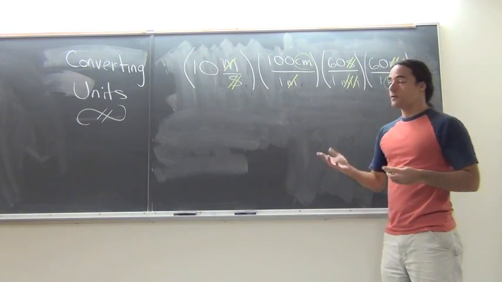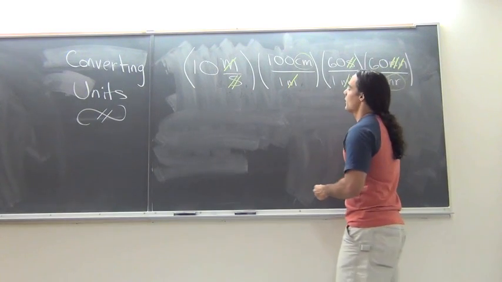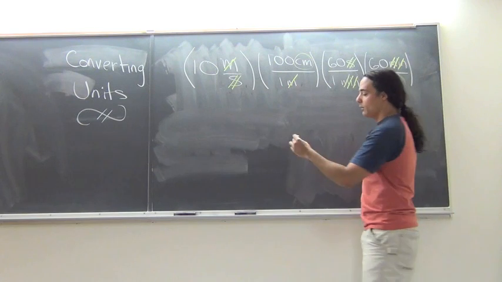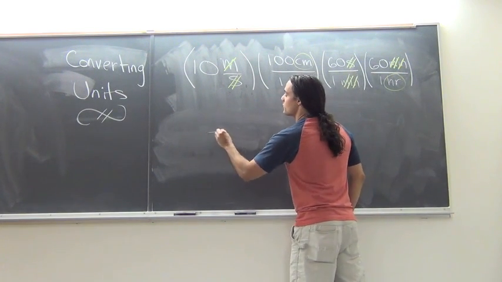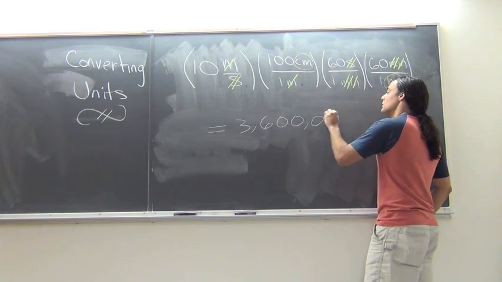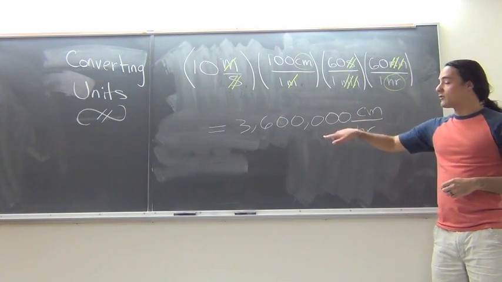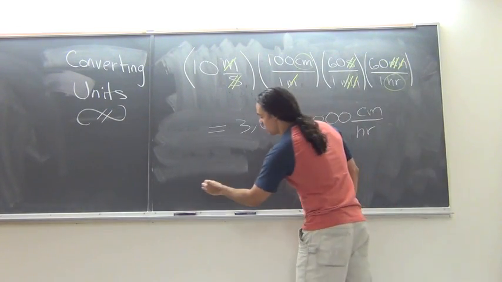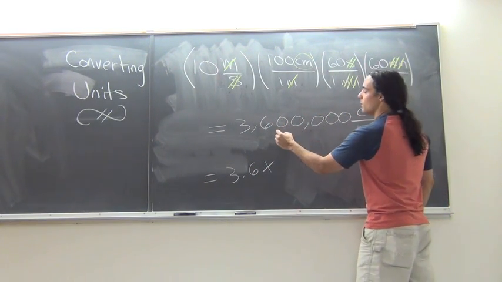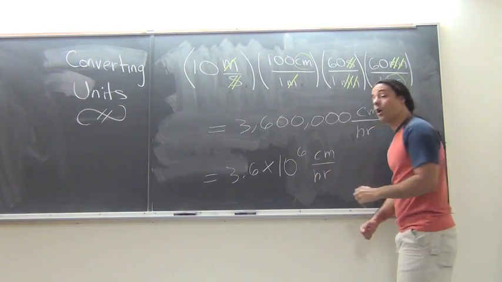Now, at the end, all I have to do is just write out the math for this. So I'm going to take 10 times 100 times 60 times 60. So let's see, 60 times 60 is 3,600 times another 1,000. That will give me 10 meters per second is the same as 3,600,000 centimeters per hour. That's a lot to write out. We want to do that in scientific notation. So we'd say 3.6 times 10 to the 1, 2, 3, 4, 5, 6 centimeters per hour.